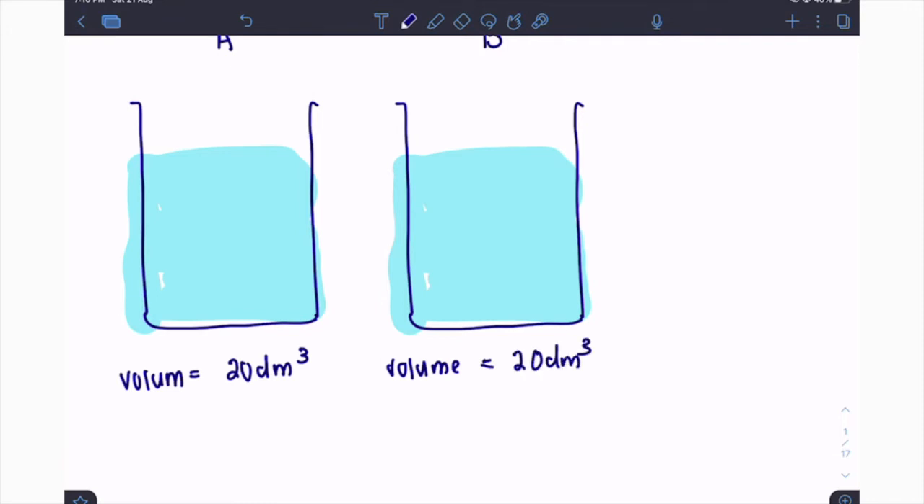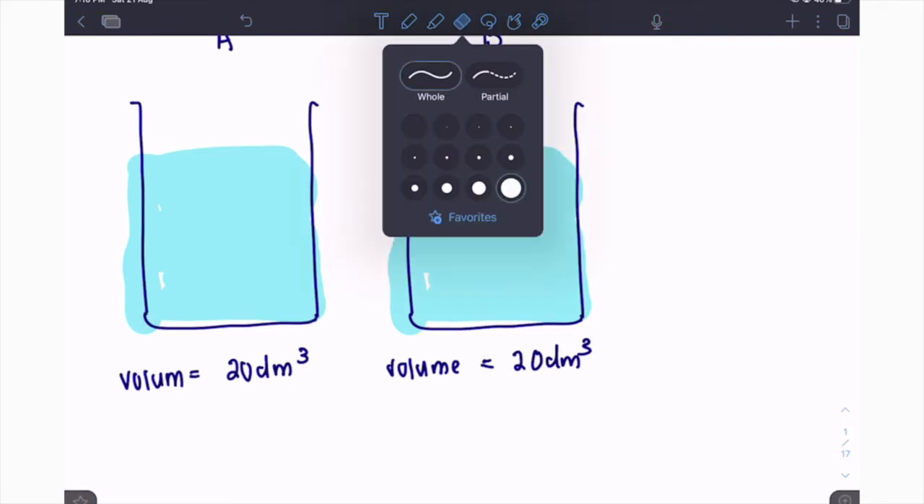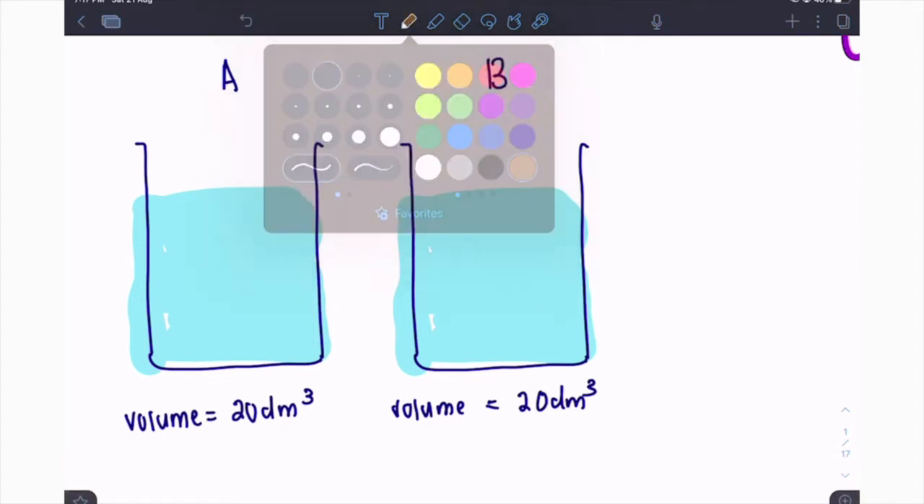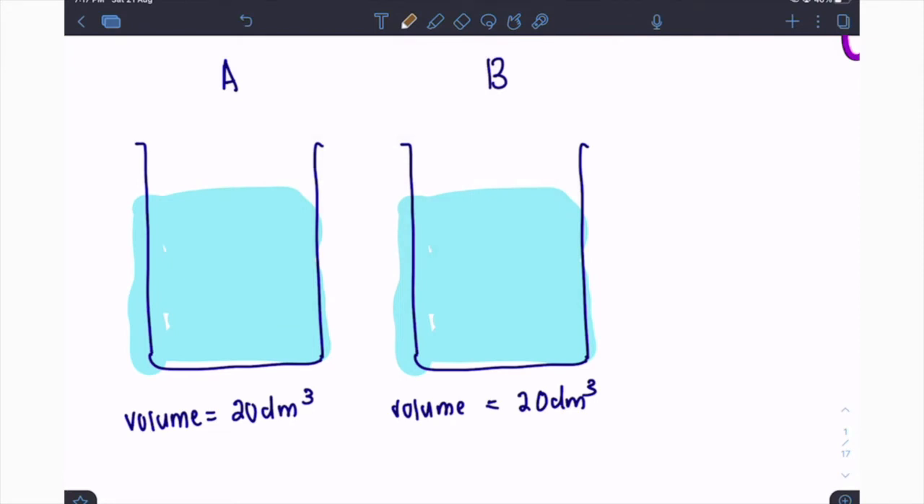Depending on what type of Milo you like, some of you may like it super bland and diluted. Some of you like it super gao, very concentrated. So what does it mean when we use words like diluted and concentrated? In beaker A, let's prepare a diluted Milo.